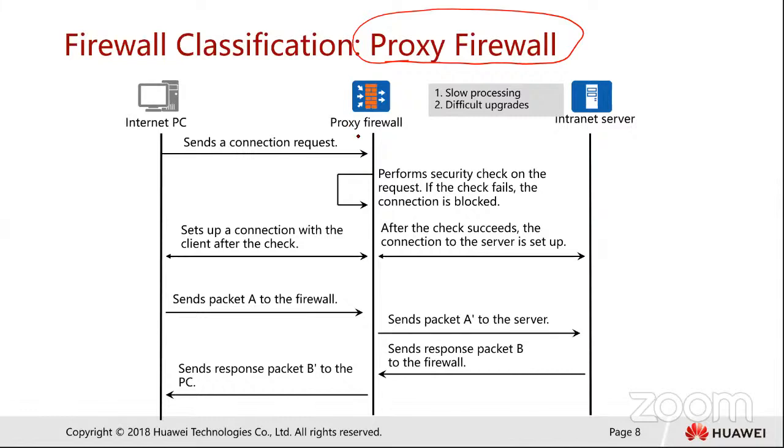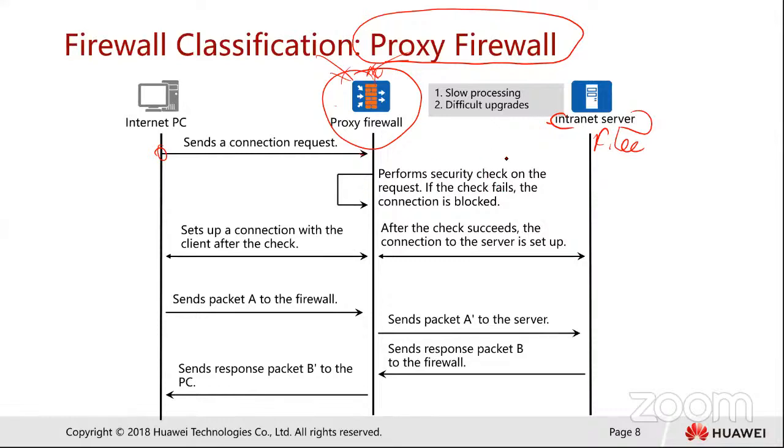So what the proxy firewall does is act like an agent. Like, you know what? Send me, I'll be able to do all the things on your behalf. So what do I want? I want to make a communication with a PC or with our intranet server. I want to make communication with our file server. What do I need to do? The firewall is going to perform a security check on the request, and if the check fails, then the connection is blocked.